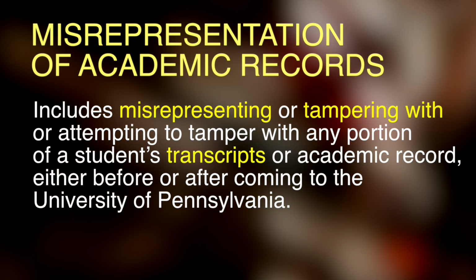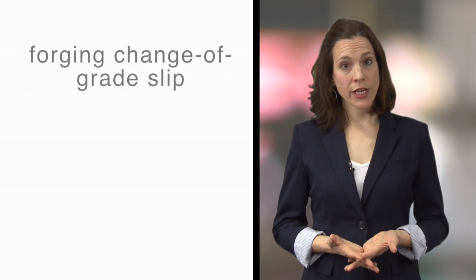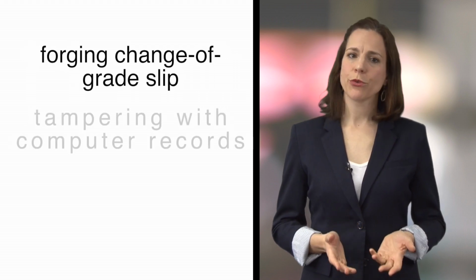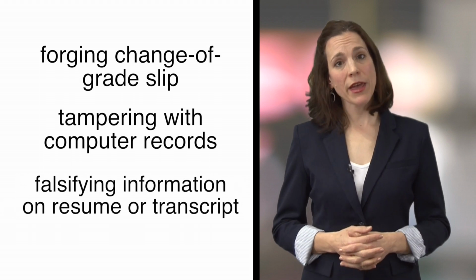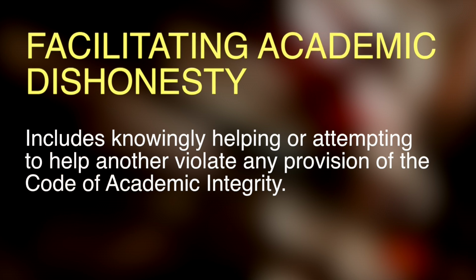Misrepresentation of academic records includes misrepresenting or tampering with or attempting to tamper with any portion of a student's transcripts or academic record, either before or after coming to the University of Pennsylvania. Examples of misrepresentation include forging a change of grade slip, tampering with computer records, or falsifying academic information on one's resume or transcript.